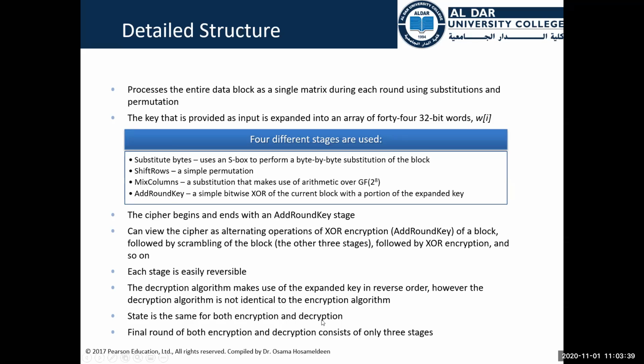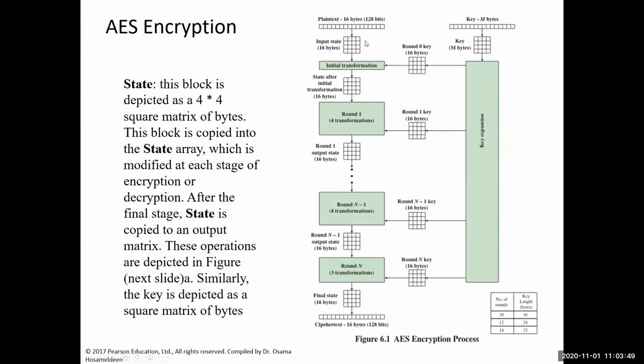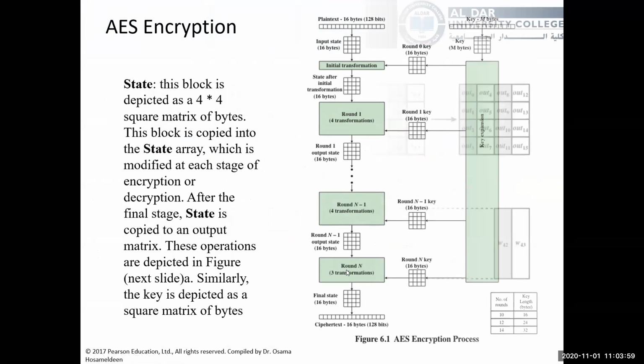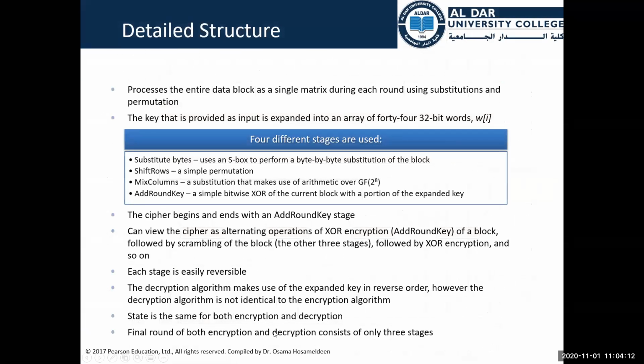State is the same for both encryption and decryption. The state means the squares here, that square is similar for the encryption and decryption. These are the state matrix, and the state matrix here is also appearing here. He's saying that they are the same in the input in the encryption and decryption. The final round of both encryption and decryption consists of only 3 stages. And that's apparent, as I told you, we have the last round with only 3 stages.